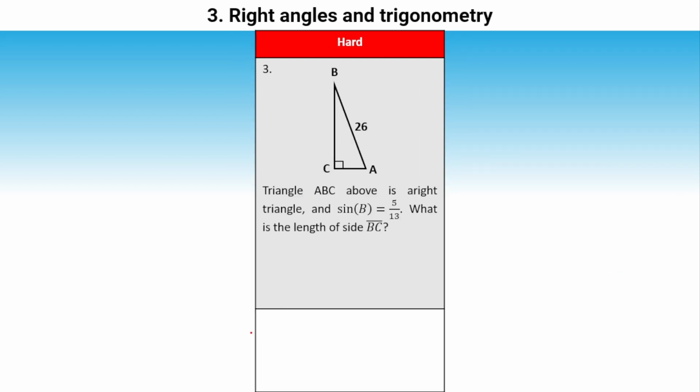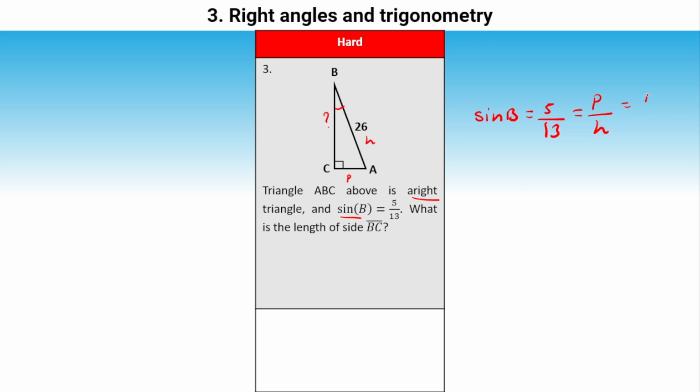So let's move to this one. This is the hard question. Okay, triangle ABC is shown as a right triangle. Sine B is given. What is the length of BC? We have to find the BC. So we are given sine B. So sine B is 5 over 13. We know sine is perpendicular over hypotenuse, right? Sine B is this angle. So opposite to this B is the perpendicular and this is the hypotenuse, right?